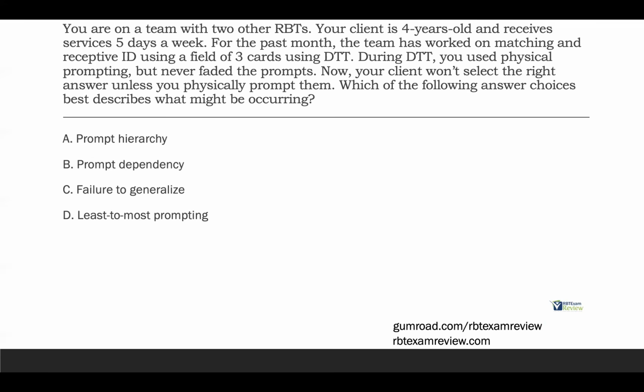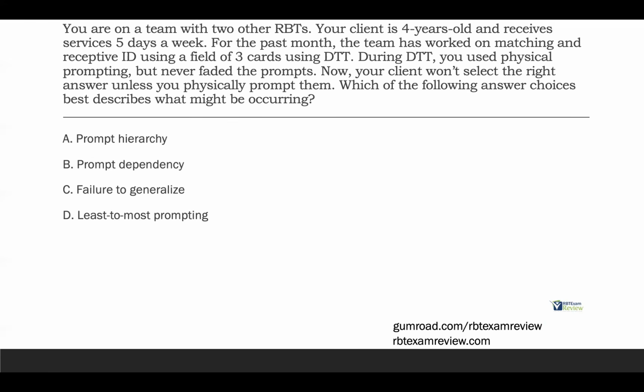What is our prompt hierarchy? Our prompt hierarchy simply represents our level of prompt from most to least or least to most, right? So if we look at full physical, modeling, gestural, etc., we have our prompt hierarchy. So it's not prompt hierarchy. We're just simply looking at the act of your client refusing to answer unless you physically prompt them. B, prompt dependency. Yes, this looks pretty good, okay? They've become dependent on the prompt. They now need the prompt to engage in our target behavior because we failed to fade it, okay? And that is why we fade it, to prevent prompt dependency, okay?